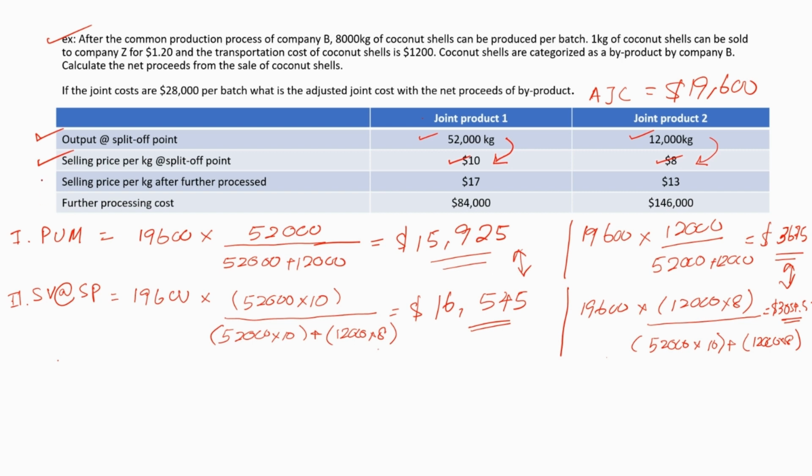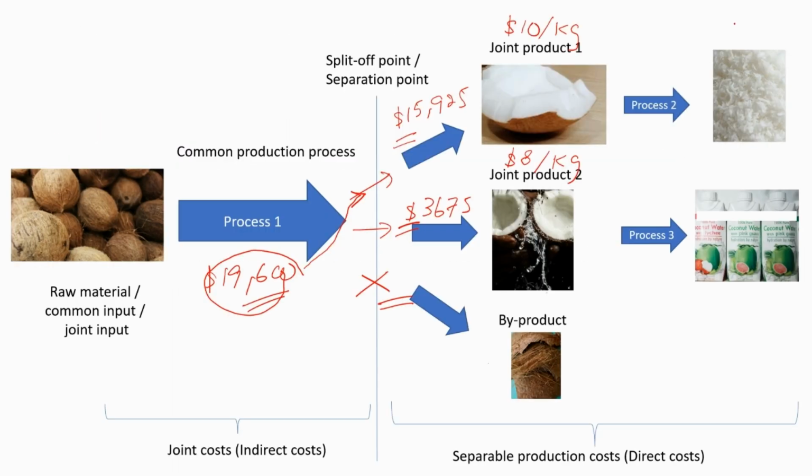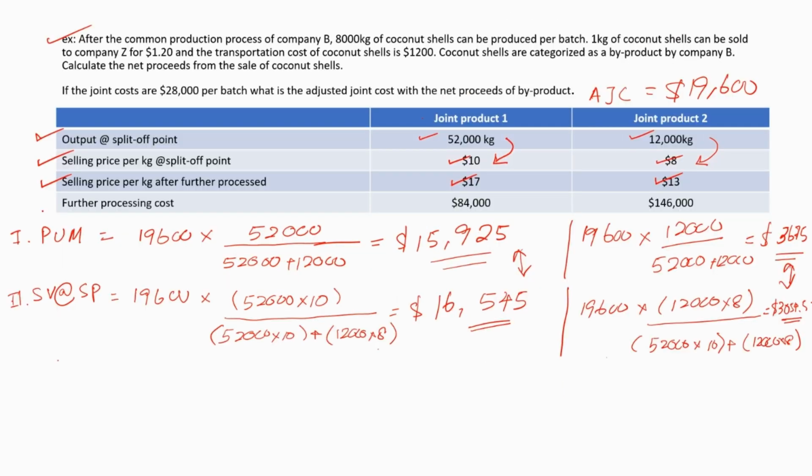Now let's go to the table again. Now they have given us the selling price per kilogram after further processed. For joint product 1, it is $17. For joint product 2, it is $13. This means if the company decides to further process coconut meat into desiccated coconut, they can sell 1 kilogram of desiccated coconut for $17. And if the company decides to further process coconut water, they can sell 1 kilogram of bottled coconut water for $13. And also they have given us the further processing cost. For joint product 1, it is 84,000. For joint product 2, it is 146,000.